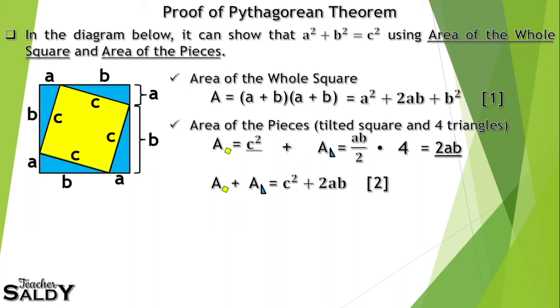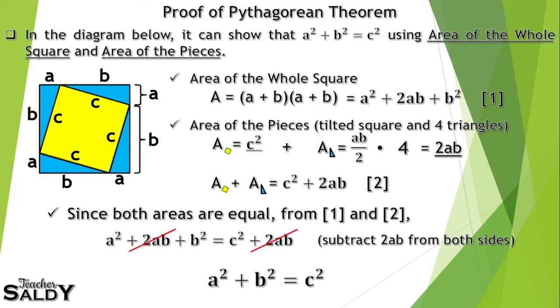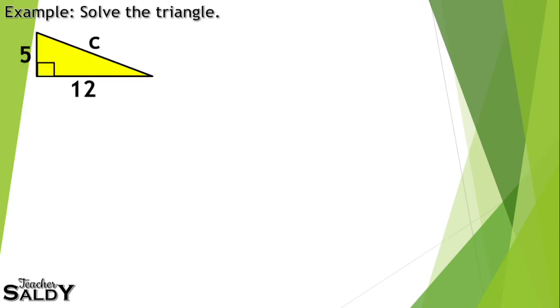That's equation number 2. Now, since both areas are equal, from equation 1 and equation 2, we have A squared plus 2AB plus B squared equals C squared plus 2AB. Now, we will subtract 2AB from both sides. That is why we get A squared plus B squared is equal to C squared.